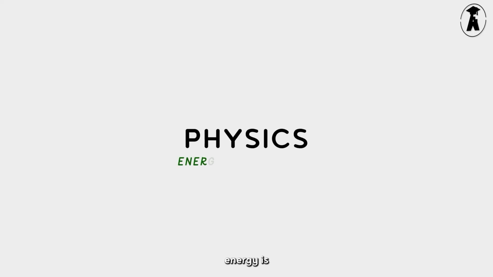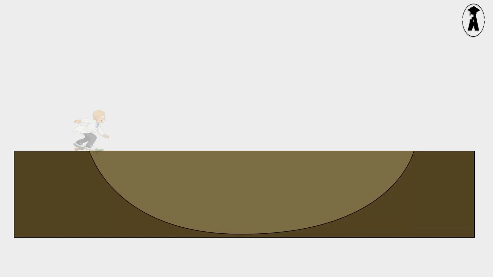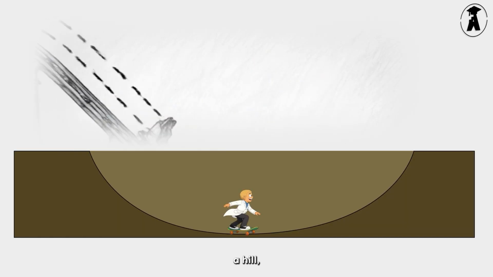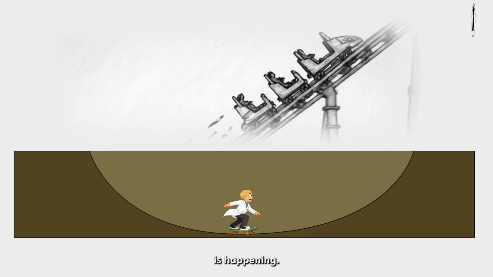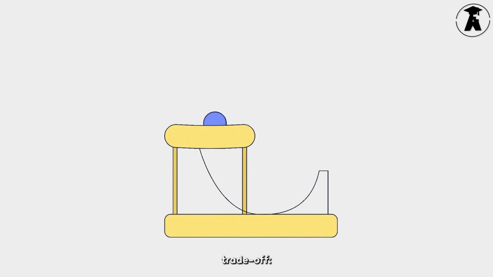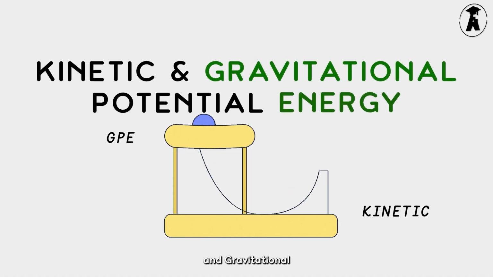In physics, energy is never lost. It just changes its account. When a skateboarder drops into a bowl or a roller coaster plunges down a hill, a massive exchange is happening. Today, we're looking at the perfect trade-off, the transfer between kinetic and gravitational potential energy.